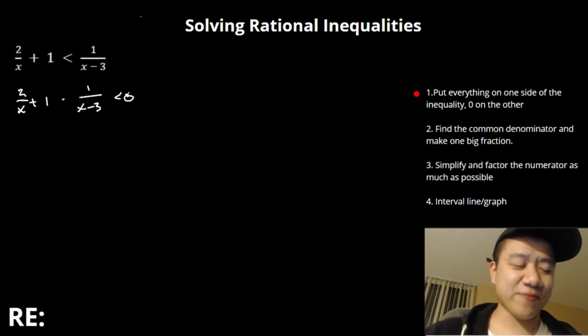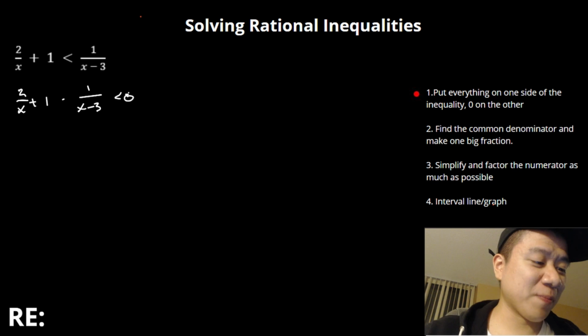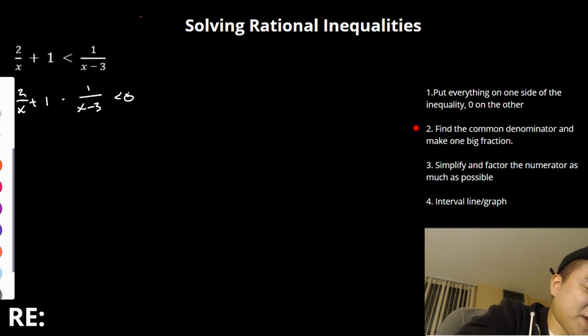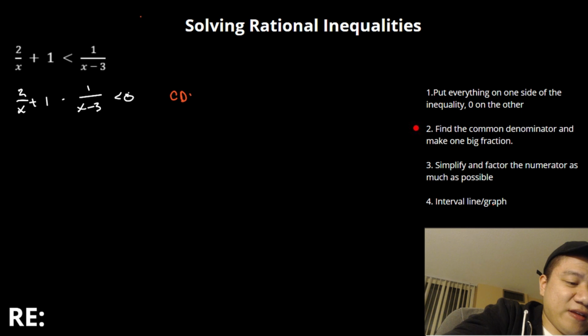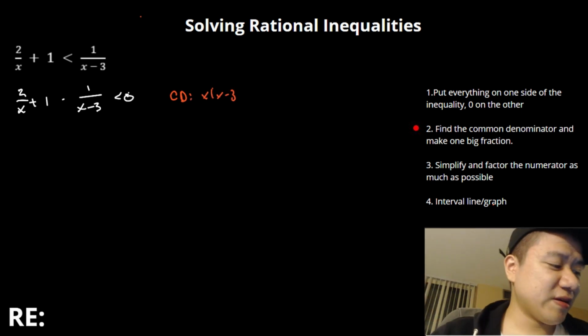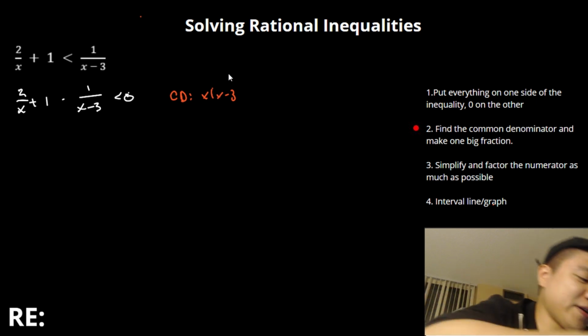Sweet. So the next thing we do is we find the common denominator now, and we're going to make one big fraction. So you're going to figure out what that means, making one big fraction. But first we're just going to find the common denominator for these guys. So the common denominator here is just going to be x times x minus 3. Those are the two things in the bottoms of the fractions over here. So this is going to be our common denominator.